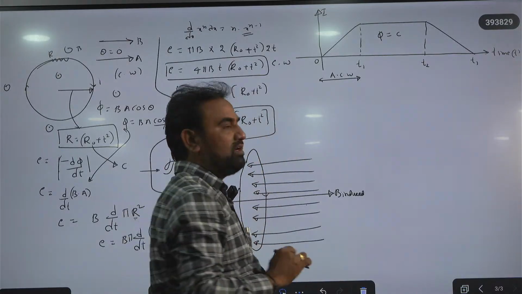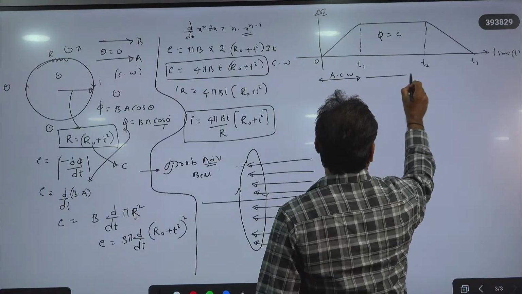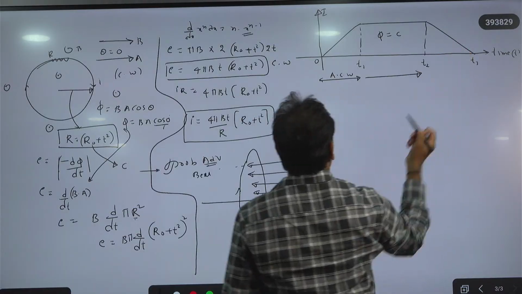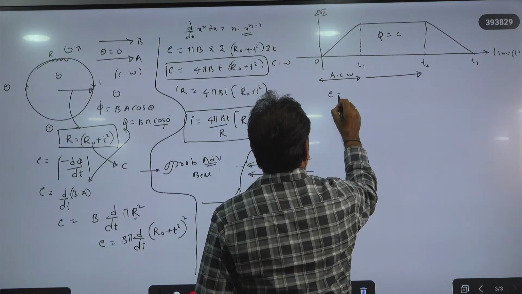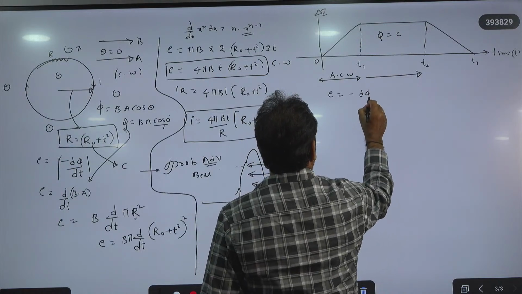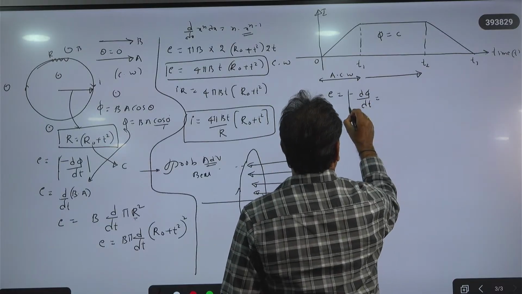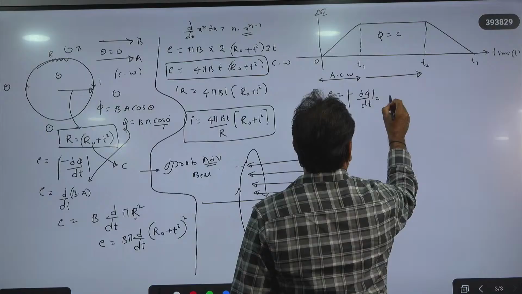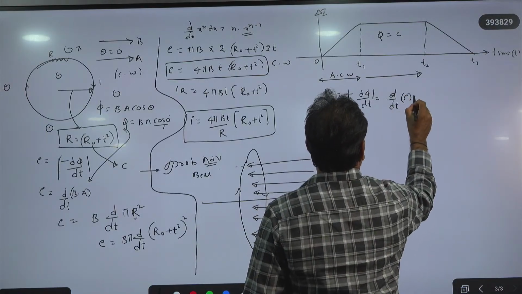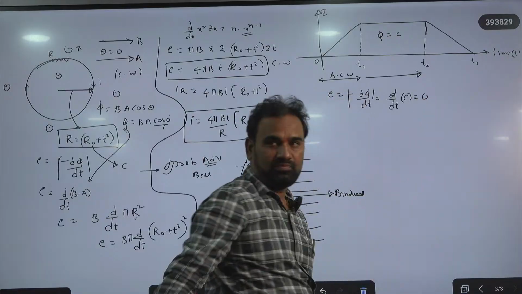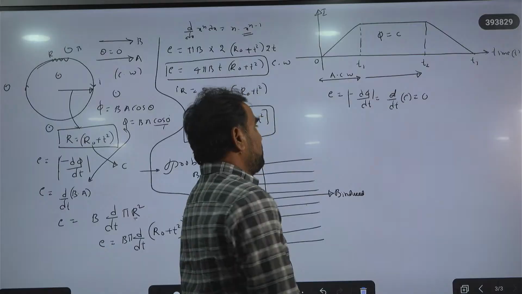When phi is equal to constant, the induced EMF from T1 to T2 क्या हो जाता है बोलो? The induced EMF from T1 to T2, E is equal to minus d phi by dt है ना? That is equal to the magnitude of minus d phi by dt है बेटा. That is equal to d by dt of phi, value is constant. That would be equal to 0. Induced EMF is 0.